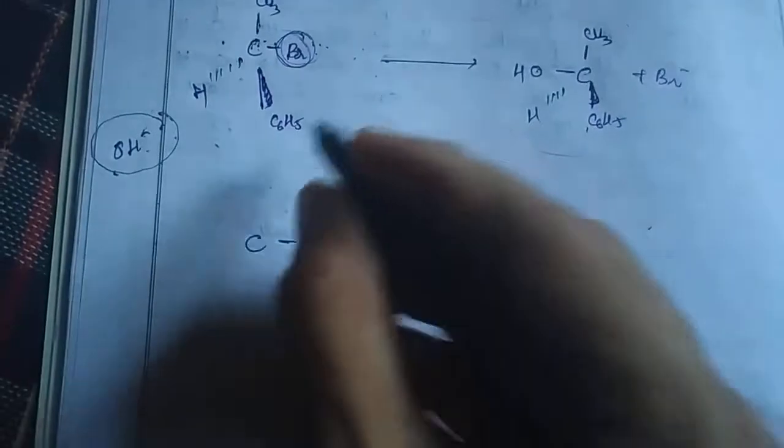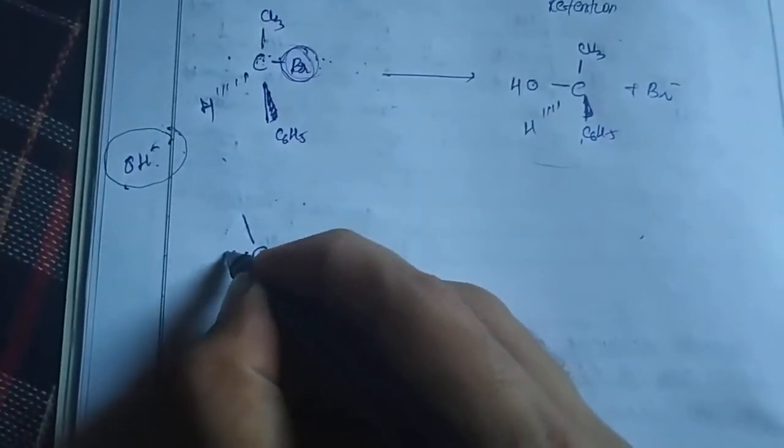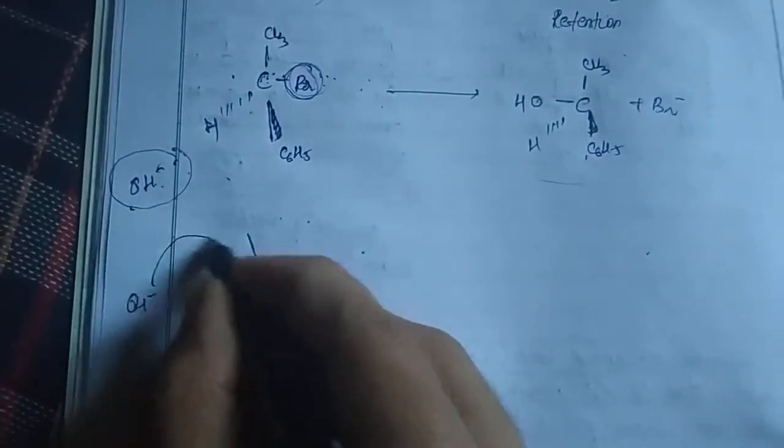Right? For example, let me write a general case. C-Br like this, and like this. So our OH minus is attacking from the back side.